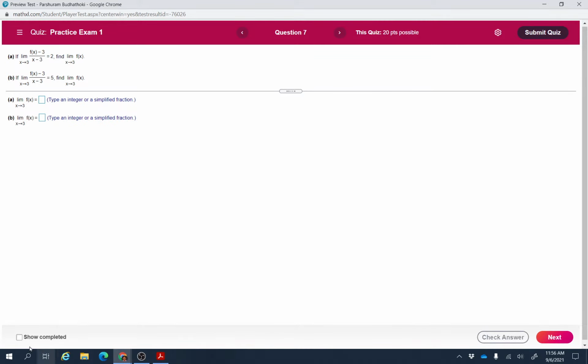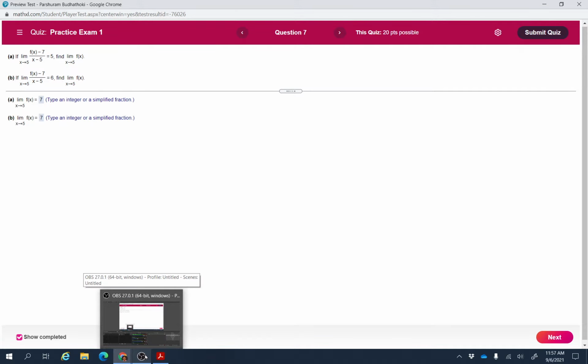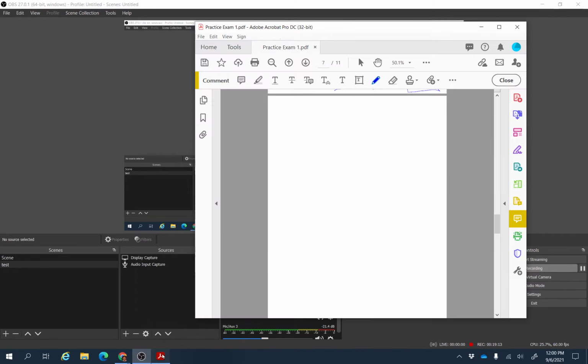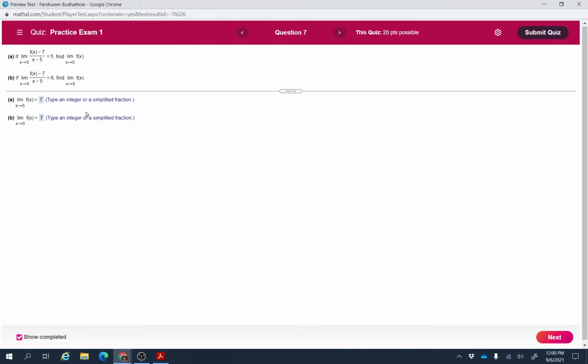Another one. If the limit of this expression is 5 as x approaches 5, then find the limit of the function. So to do this problem, we have to use the properties of limits.